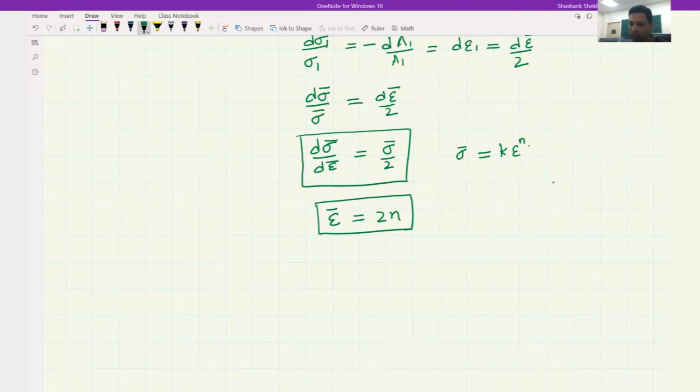So with this example, we will come to the end of this particular topic, that is of plastic instability.